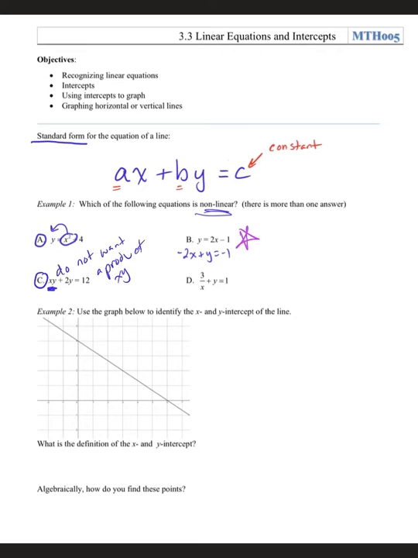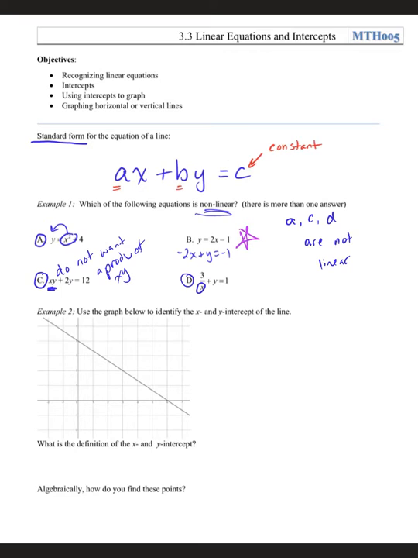And this last one here, 3 over x plus y equals 1. Now you'll notice that they are being added. However, this x is in the denominator, which makes this not linear because we do not want any variables in a denominator. So which ones are not linear? That would be A, C, and D are not linear.